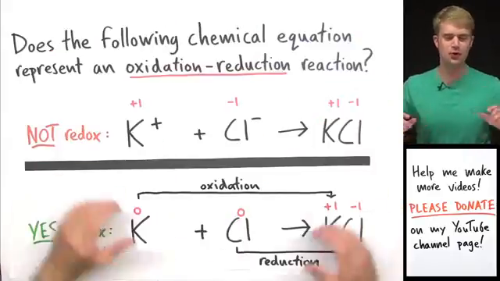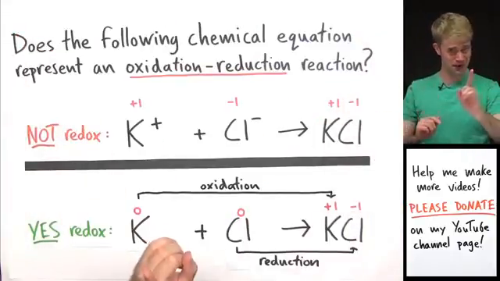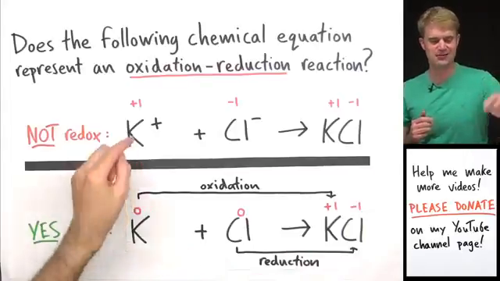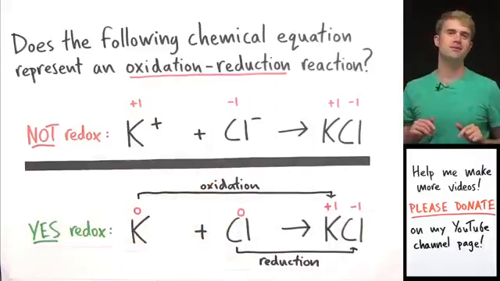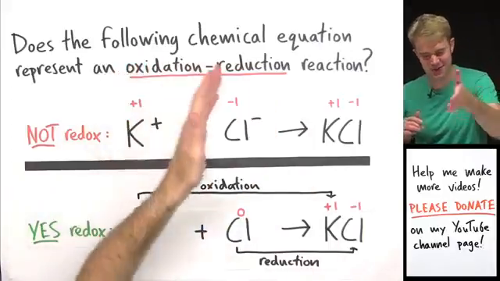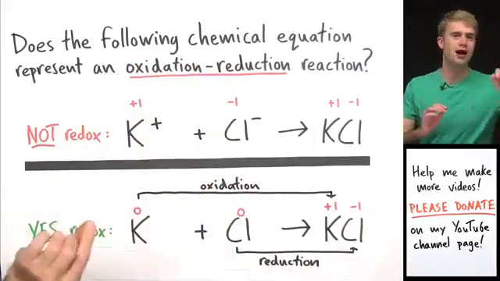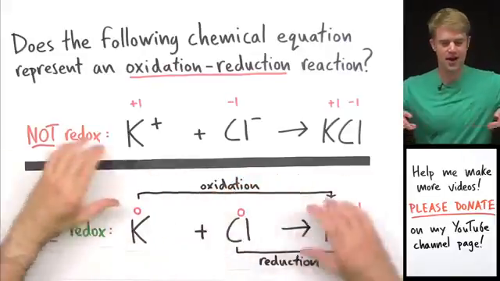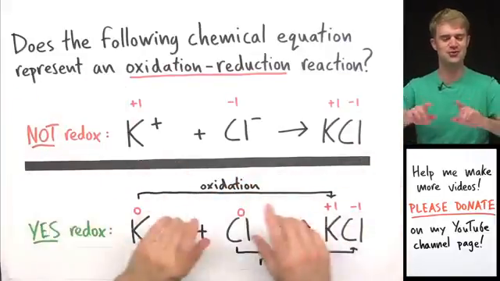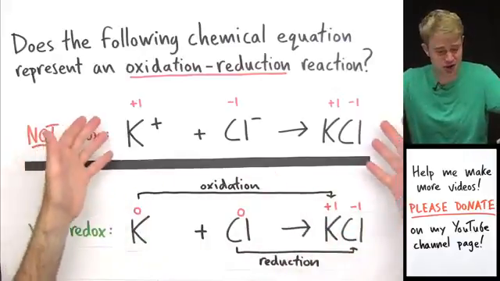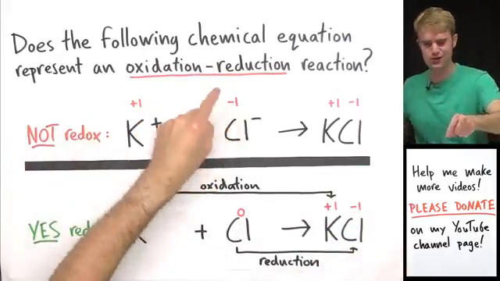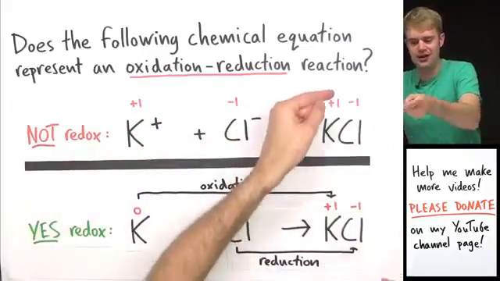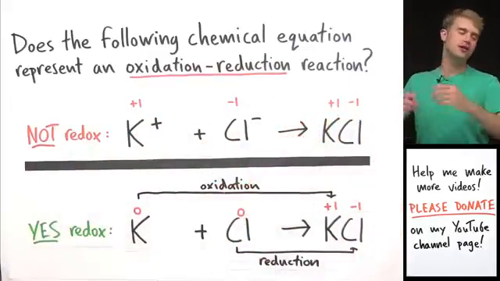So if you ever run into a question like this, remember, just because an equation has pluses and minuses doesn't mean that it's an oxidation-reduction reaction. For something to be an oxidation-reduction reaction, you've got to see a transfer of electrons. This equation wasn't a redox reaction because there was no transfer of electrons. Two things that started out as +1 and -1 just stuck together. They were still +1 and -1 at the end.